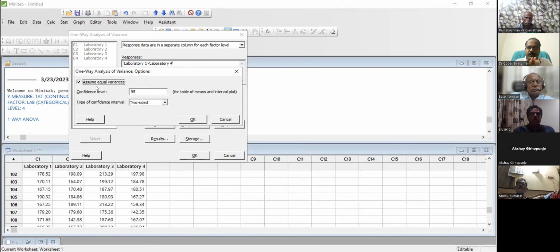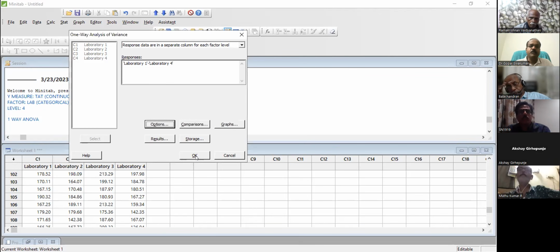Assume equal variance. Always we should have equal variance. That is the assumption. Confidence level 95% because in the question they have mentioned 5% level of significance. Am I right? Since they mentioned 5%, I am typing 95 here. If they mention 10% over there, I will type 90. Likewise. And the testing is only for difference. They have not asked whether it is smaller or higher. It is only different. So two-sided.